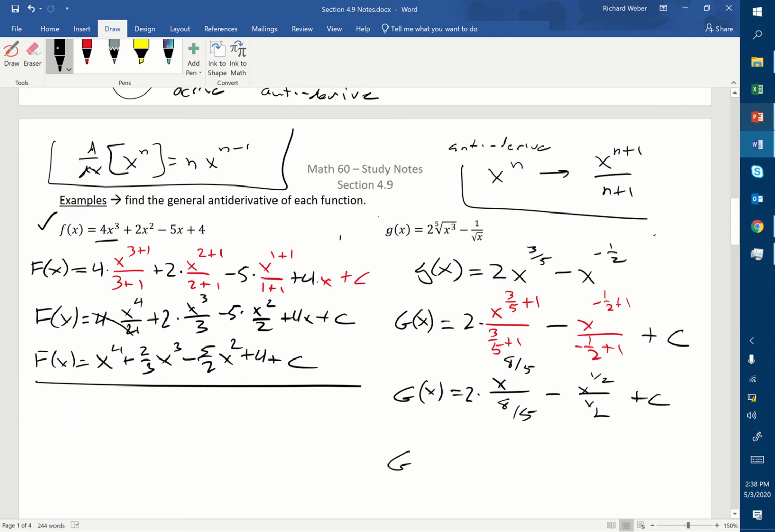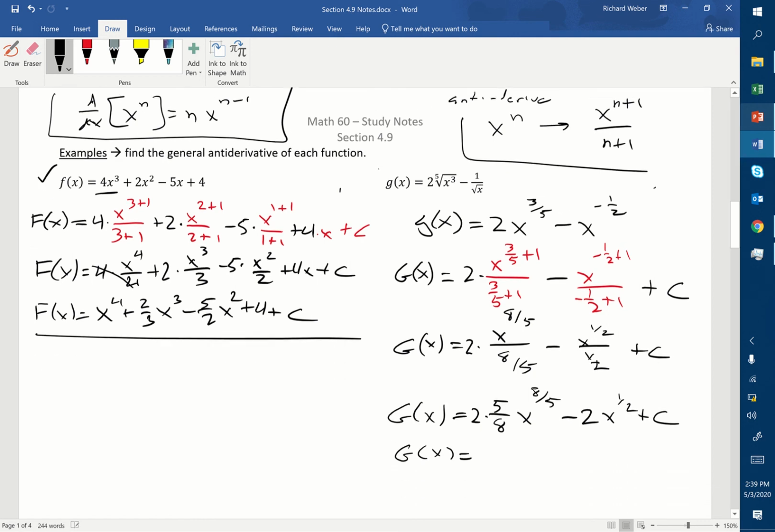And so we're getting an answer of g of x equals 2 times 5 over 8. How about inverting and multiplying, x to the 8/5? Is this typical? Absolutely it is. That's a minus 1/2, right? So it becomes minus 2x to the 1/2 plus c. And then with experience, you'll just be buzzing through this stuff pretty easily.